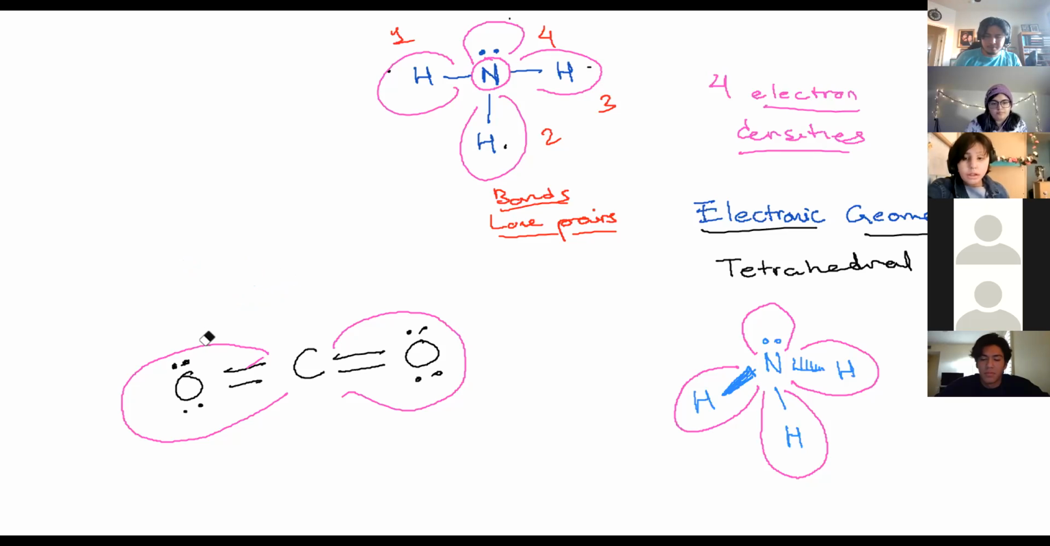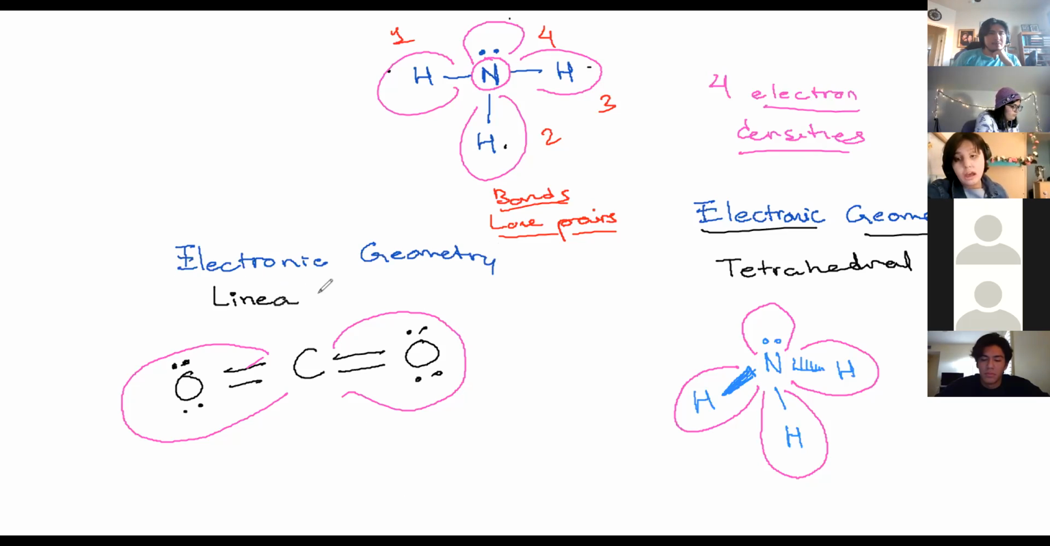Okay, so what is the electronic geometry of this one? Well, it has to be linear, right? This one's pretty simple. If we didn't have our workbook or our table to guide us, it's easy to find out whether we have a linear geometry or not, right?